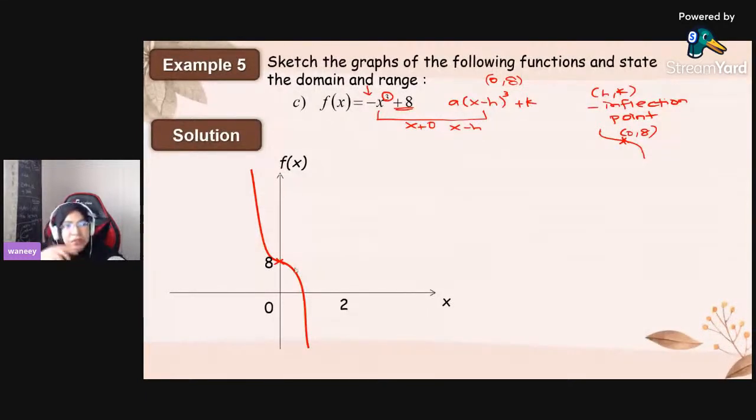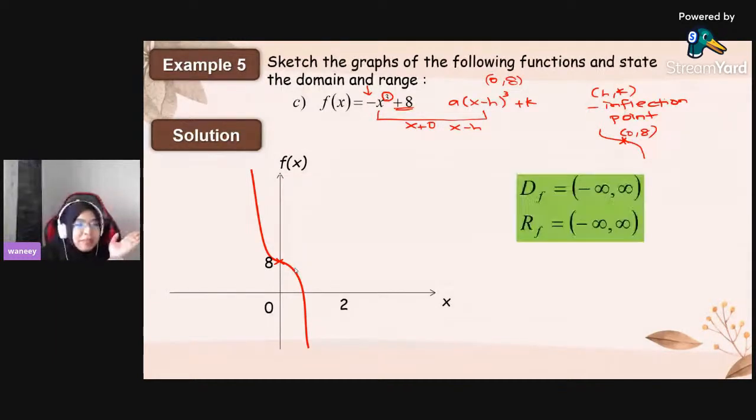Okay, so actually for the cubic function, the domain and range, if there is no restriction, again, if there is no restriction, then the domain and range will be negative infinity up until infinity. So we can actually take any value of x and it will be any value of y. Okay, so that is the range and the domain.